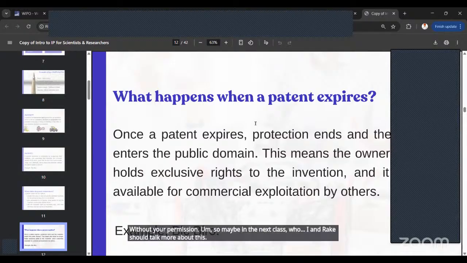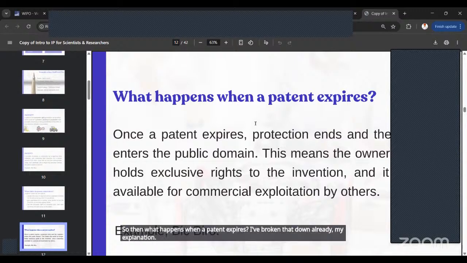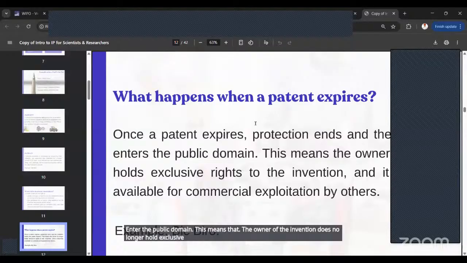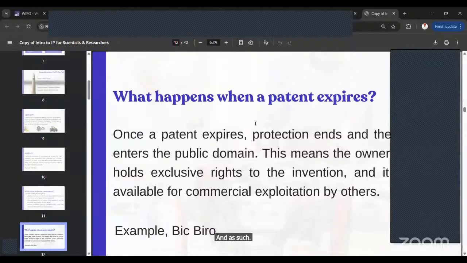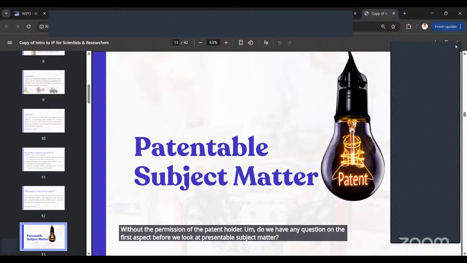So then what happens when a patent expires? I've broken that down already in my explanation. I said that once a patent expires, your protection ends and the invention enters the public domain. This means that the owner of the invention no longer holds exclusive rights to that invention, and as such, anybody can use it and even commercialize it without the permission of the patent holder. Do we have any question on the first aspect before we look at patentable subject matter? Any question?